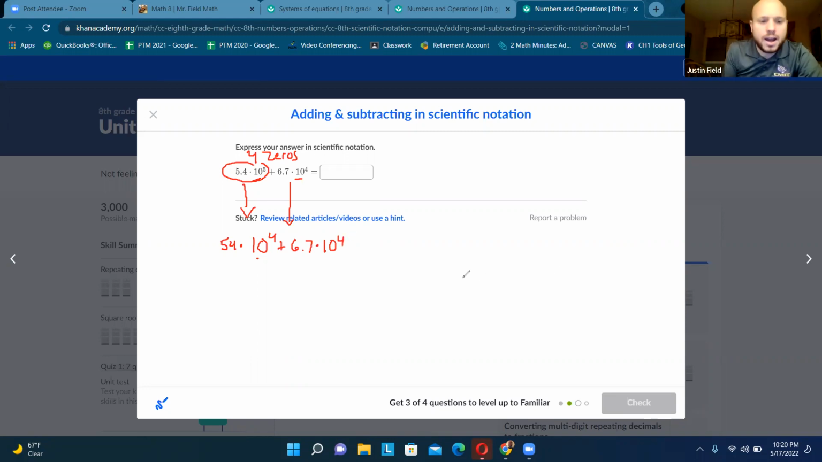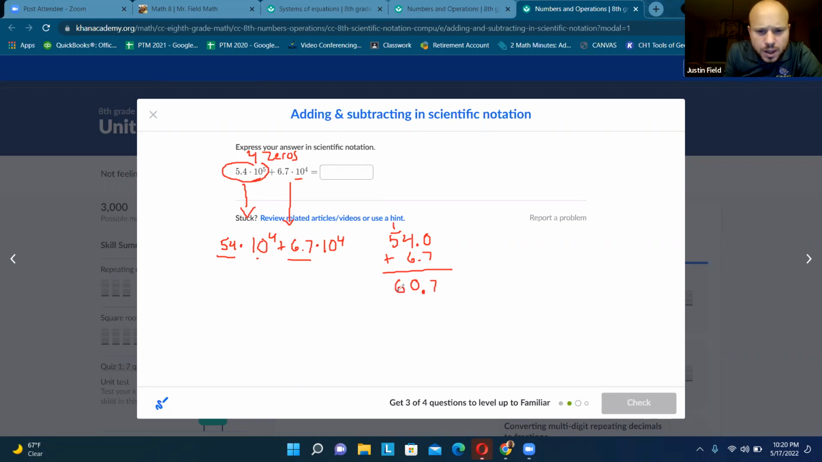And now we're going to add our whole numbers here to our rational numbers here together. So that's 6.7. Line up my decimal points. 7, that's 10. 60.7. So 60.7 times 10 to the fourth.